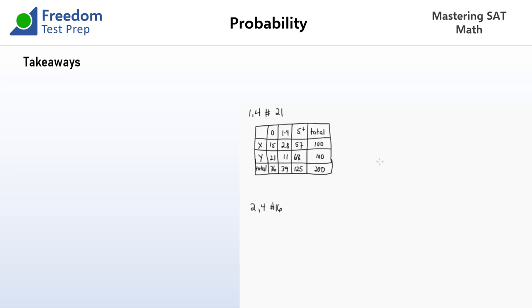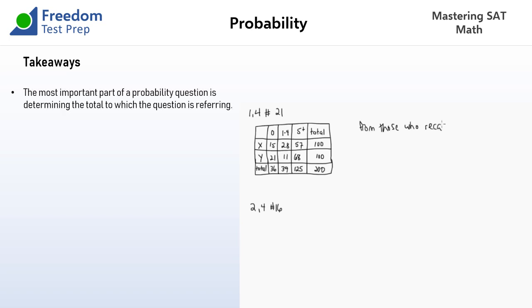Now, here is your major takeaway for probability, and that is to really focus in on the question. So the question says, if a person is chosen at random from those who recalled at least one dream, and what I want you to do is underline that. This is really important. This is the most important part of the whole question.